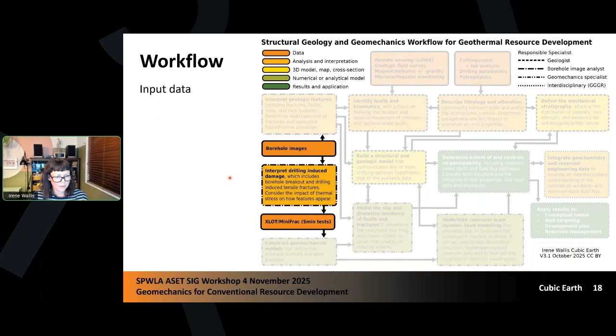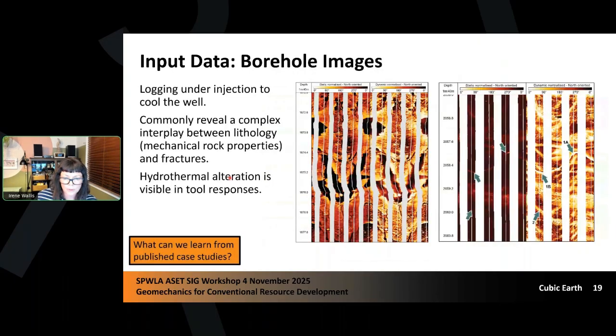So we're going to start with input data. Borehole images are run in high temperature geothermal wells under injection. So you're basically injecting into the well and down to the point where your cooling fluid leaves the well, which tends to be the deepest major permeability.